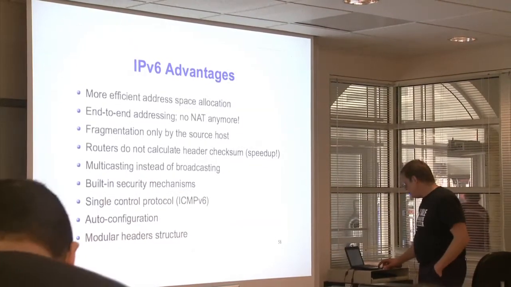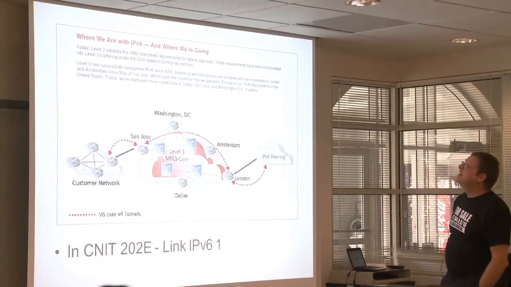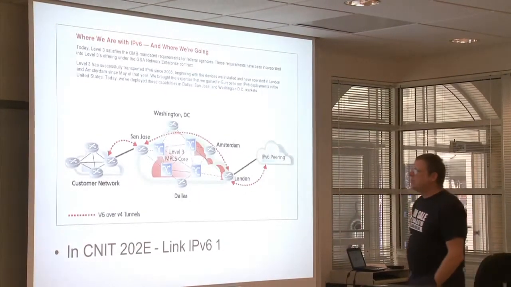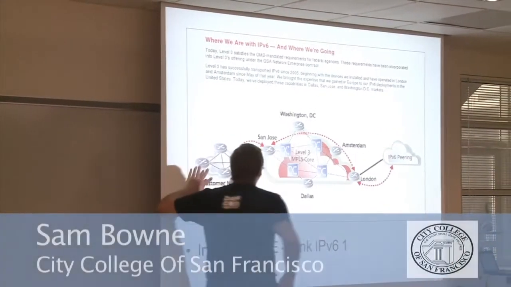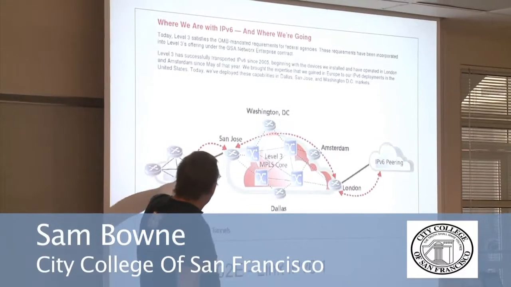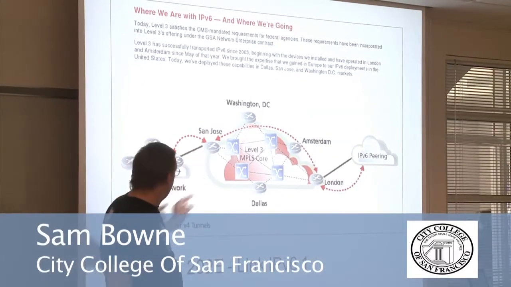Anyway, here's the kind of thing you might have. Here's an example of a real IP version 6 network. So they'll have a customer network here, which connects here, and they decided to give these guys V6, but the link between them only allows V4, so they set up a tunnel.